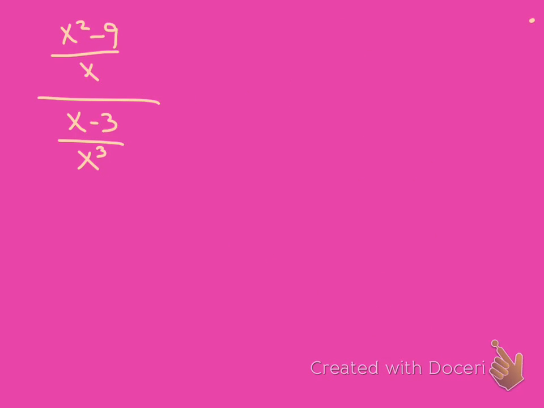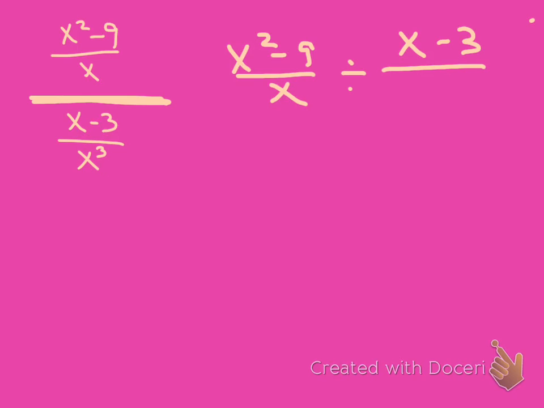Okay, now we're going to get a little more complex. But the same rule applies. This is a divide. So I'm going to take that x squared minus 9 over x, and I'm going to divide it. Can't we factor it to x minus 3, x plus 3? Yes, we can. So we could do that now if you want.